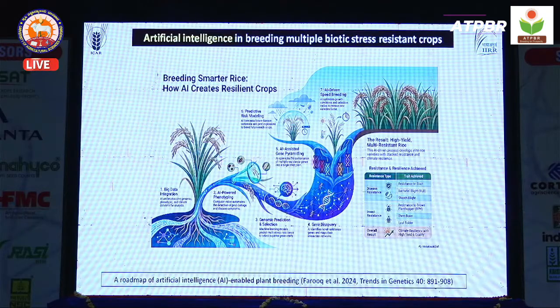And finally, one important component I would like to touch upon is artificial intelligence. If gainfully deployed, it can be used in terms of predictive risk modeling, AI-powered phenotyping, and it can accelerate the process of genomic selection or genomic prediction. And even in gene discovery also, it has got its own use. And speed breeding can be accelerated through the application of AI tools. And if anybody is interested, I was deeply impressed by reading this paper by Farooq et al. It gives a very good workflow regarding how we can deploy artificial intelligence in the breeding process.